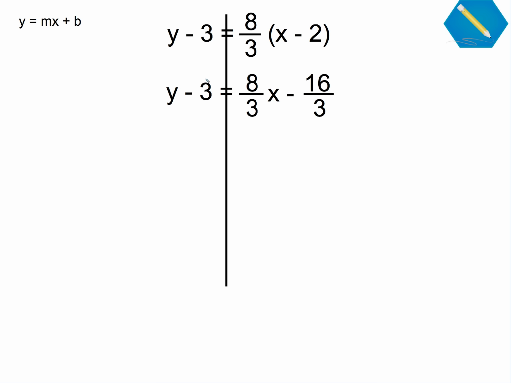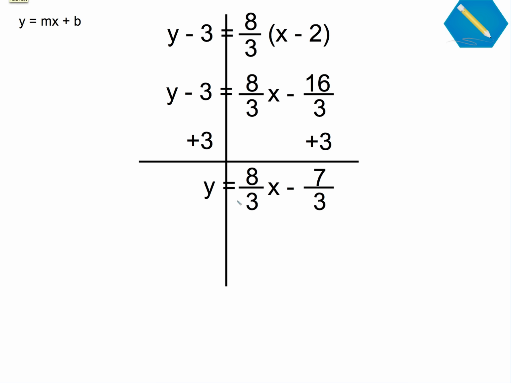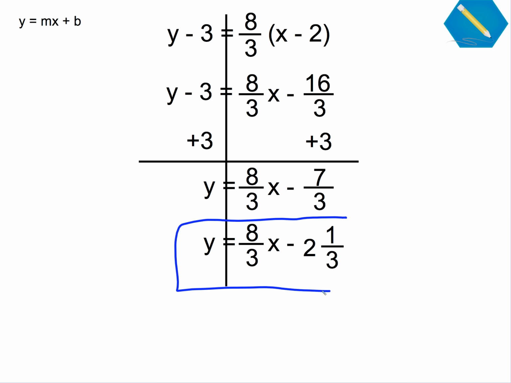Now all I have to do is add 3 to both sides to get the y by itself, and then that equals y equals 8/3 x minus 7/3. It's okay to leave slope as an improper fraction, but this number should not be left as an improper fraction. So 7/3 as a mixed number would be 2 1/3. So here's our final equation in slope-intercept form.